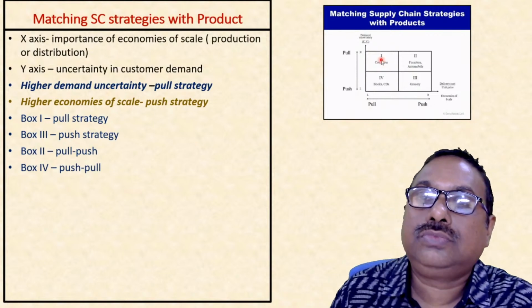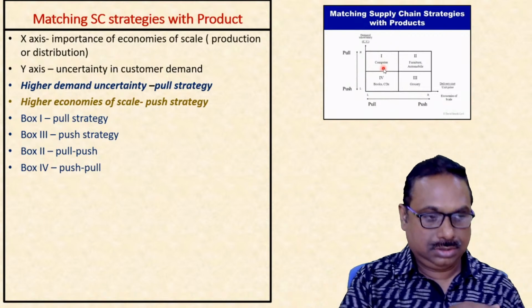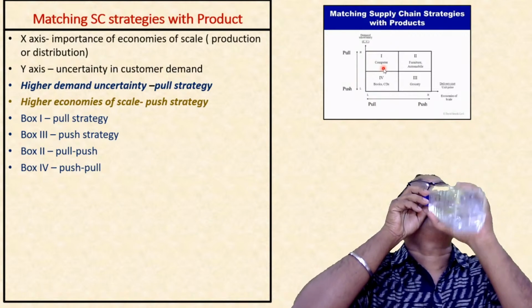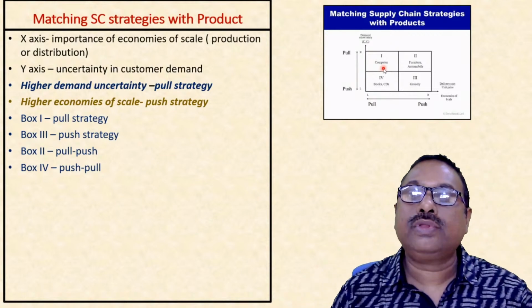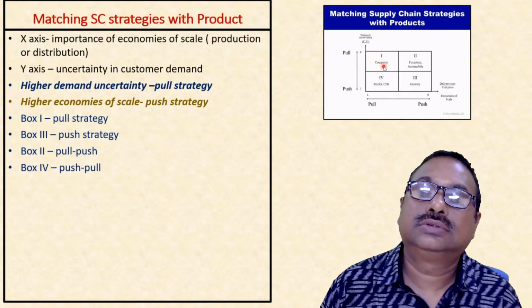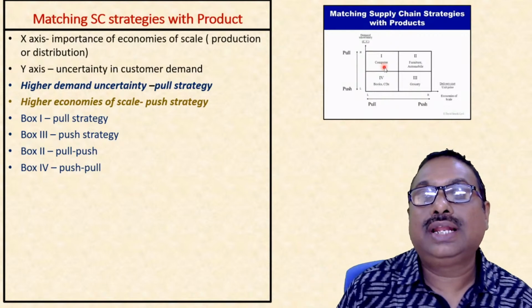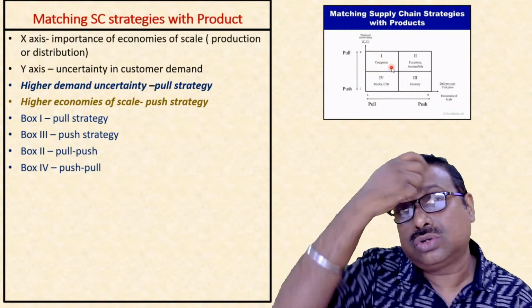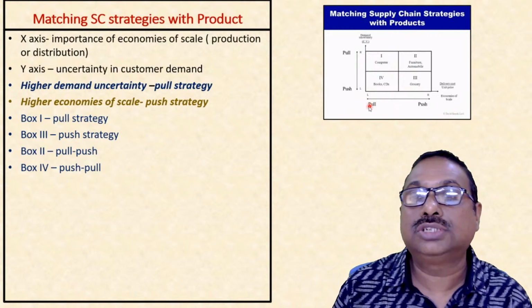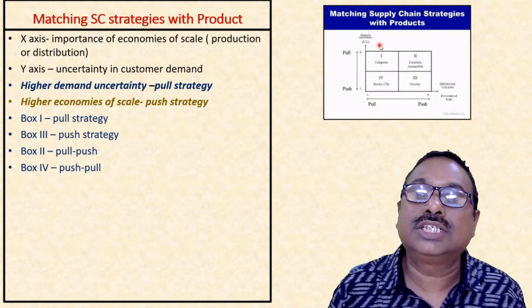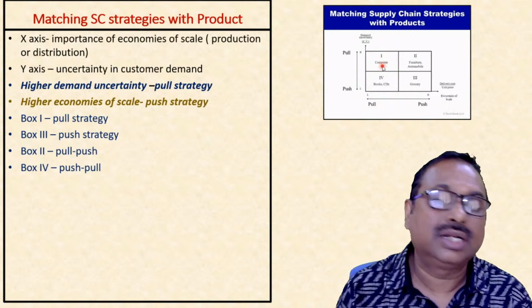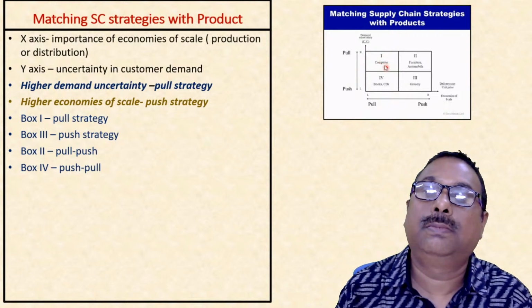Now, box 1. Box 1 is computers, so in the case of Dell, demand uncertainty is high. You don't know what your demand will be and what your configuration will be. But economies of scale is low. So this is a pure pull strategy. Computer assembly manufacturers use a pure pull strategy.